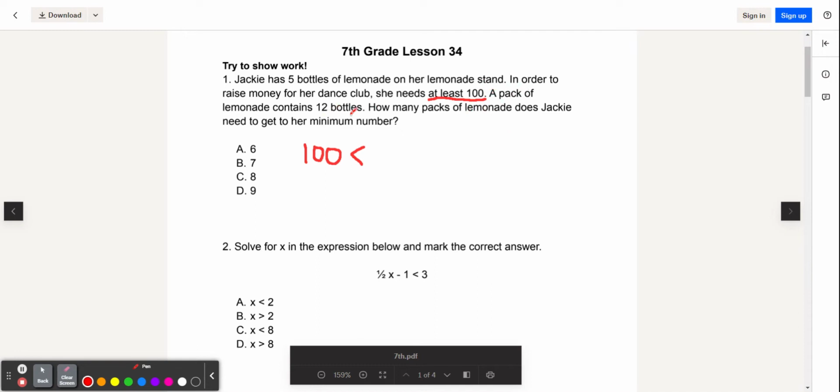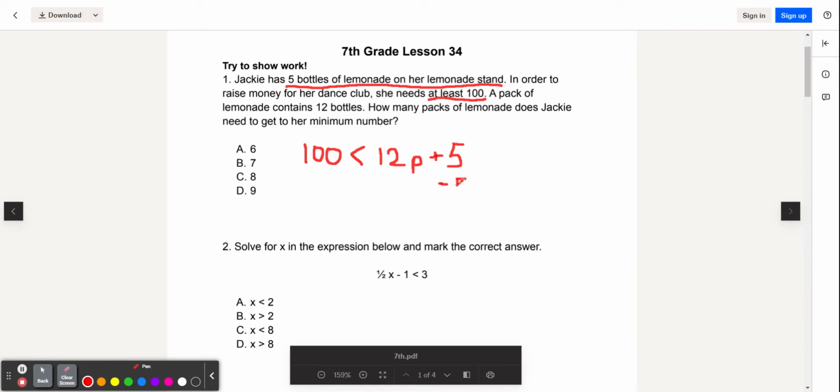So, we can use a variable to represent the number of packs. One pack is 12 bottles. So, that means for each P, let's say, we get 12 bottles. So we put the coefficient there. But we also start with 5 bottles on her table. So we add 5. Now we solve this inequality.